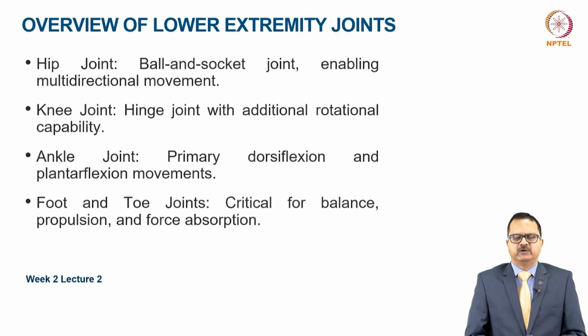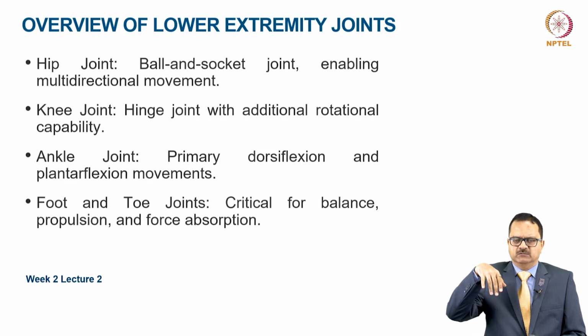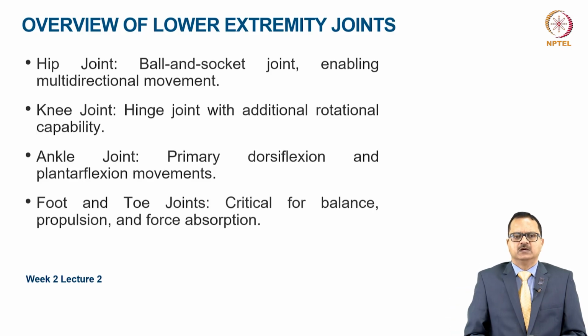So, the overview of the lower extremity joints. The hip joint, as we have already seen, is a ball and socket joint and it enables multi-directional movement. The knee joint is a hinge joint with a limited capacity to rotate. The ankle joint is primarily dorsiflexion and plantar flexion movement. So, this is dorsiflexion and this will be plantar flexion. The foot and the toe joints are critical for balance, propulsion and for force absorption.